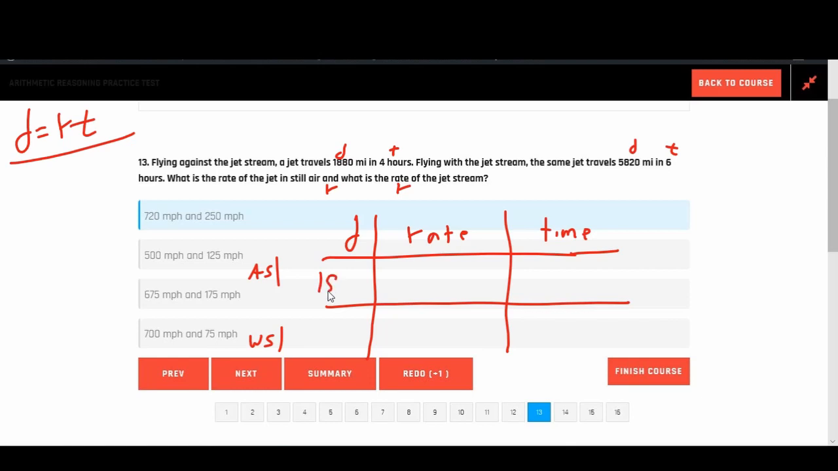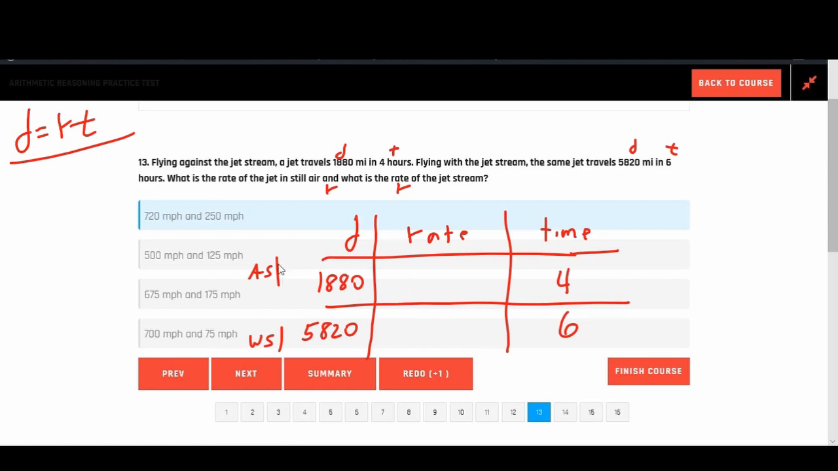We know this distance is 1,880, and we know the time was 4 hours. Similarly, we know this distance is 5,820. We know the time is 6 hours. Now the question is, how do we deal with this rate when we have the conditions that we do, namely against the jet stream and with the jet stream? Well, in light of the fact that the jet stream either speeds you up or slows you down, we can use that information to build an equation that will let us solve this problem.